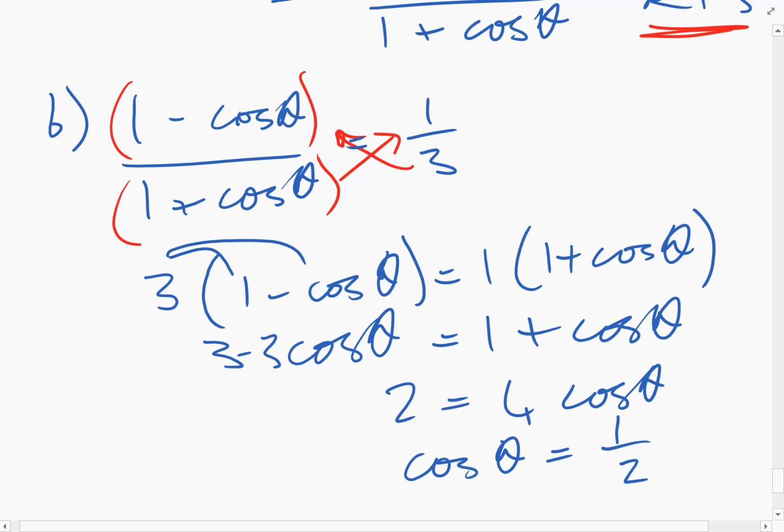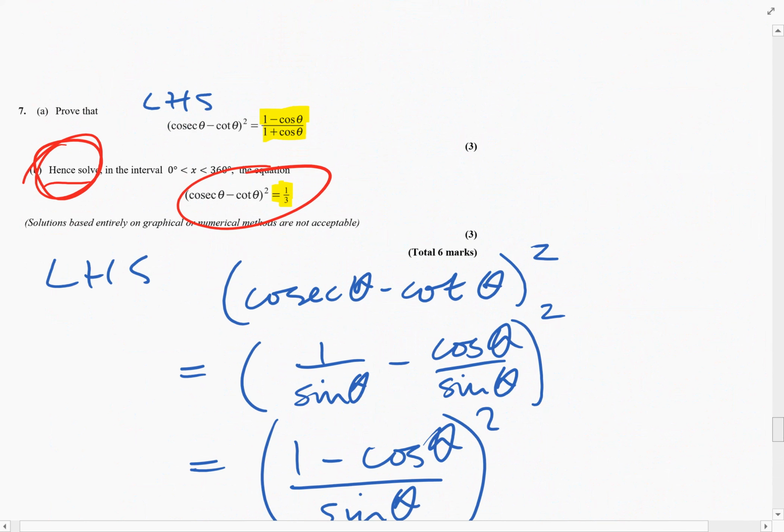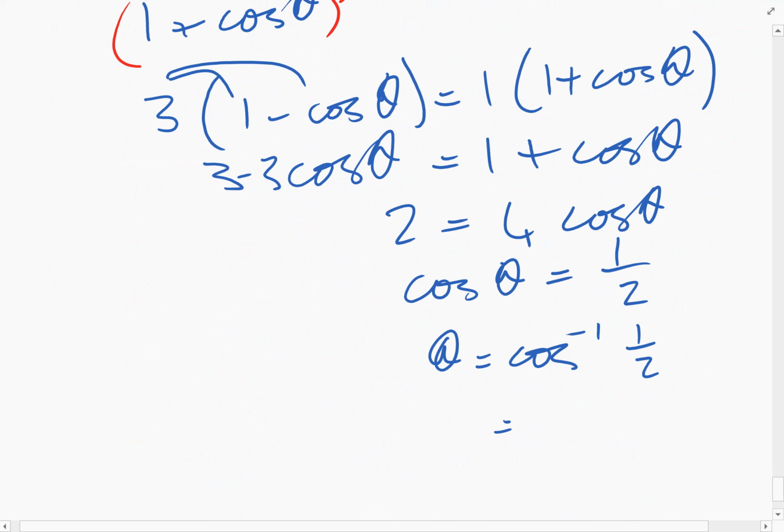And we just need to solve that now between 0 and 360. So do theta equals inverse cos of a half on your calculator. I can't remember if we're in degrees or radians for this. Let's have a look. Okay, in the question it's got degrees, so make sure you calculate it in degrees. So if you do inverse cos of a half, you should get 60 degrees.